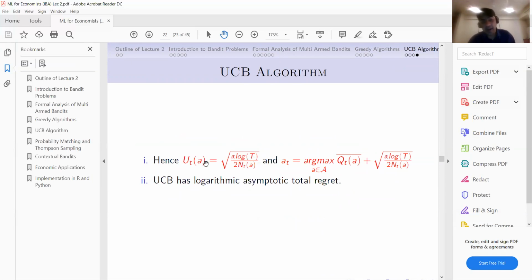N_T(A), remember, for action A is the number of times you've chosen that action so far. So it makes sense. As I said, if N_T is high, then you should be more confident and U_T(A) should be low. This is exactly what happens. If N_T(A) is high, then U_T(A) is low, and vice versa. Similarly, if log of T is high, then U_T(A) is high. This is the mathematical formulation of the problem that a UCB algorithm is solving. And this algorithm, unlike the greedy algorithms, does have a logarithmic asymptotic total regret.